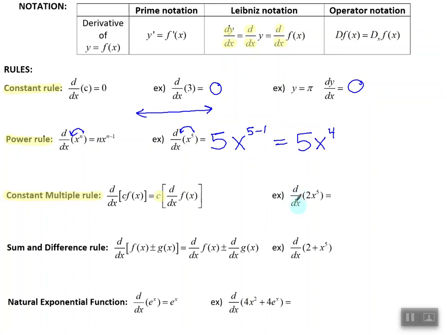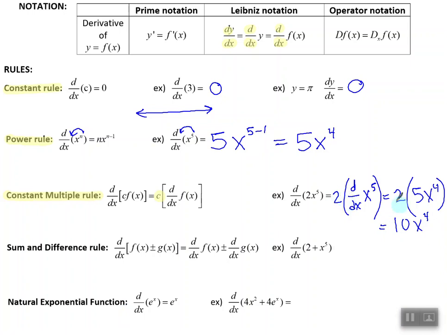The derivative with respect to x of 2 times x to the 5th. This is the same as saying 2 times the derivative with respect to x of x to the 5th. Now remember up here, we took the derivative with respect to x of x to the 5th using our power rule. So this is the same as saying 2 times that derivative, 5x to the 4th. And of course, that can be simplified. 2 times 5 is 10, so 10x to the fourth.